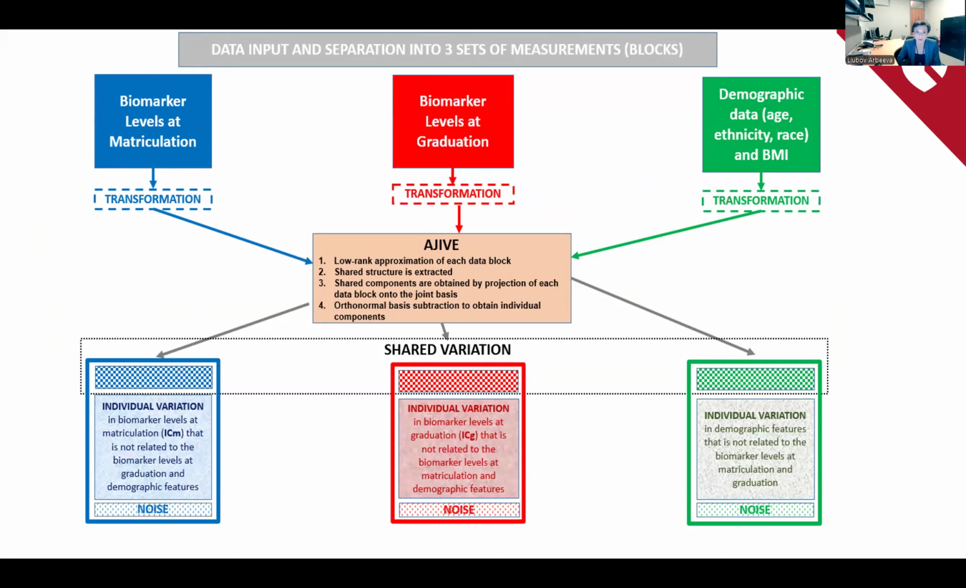I will provide you one example. A biomarker can be elevated at matriculation because of the younger age, but not at graduation because a person is older. That can be determined by different loadings for 3 variables from 3 different blocks: biomarker at matriculation, biomarker at graduation, and age. So the loadings indicate which variables in each block vary together or individually.